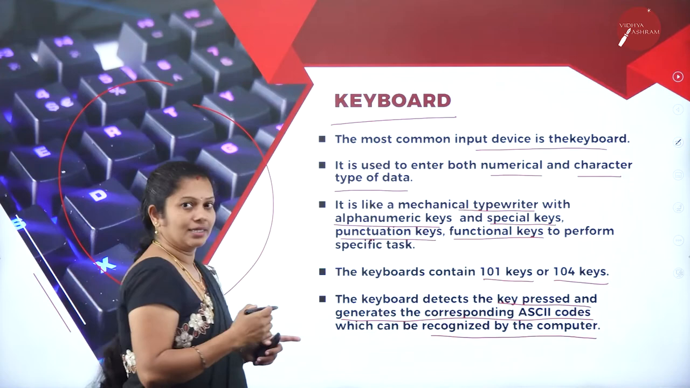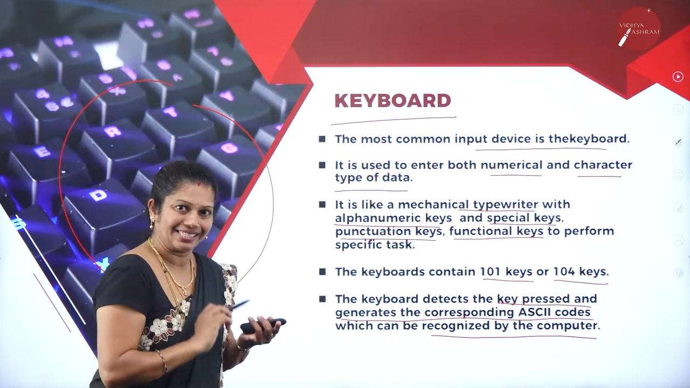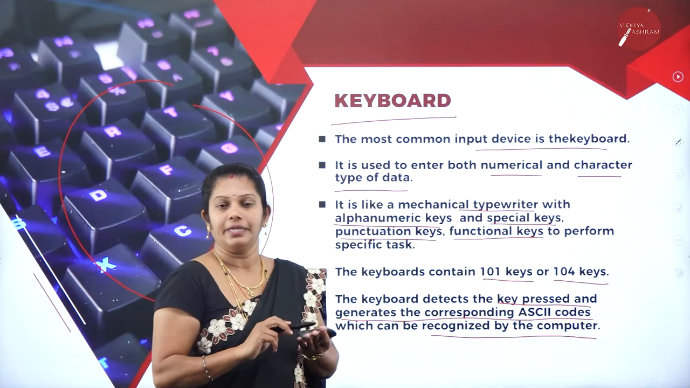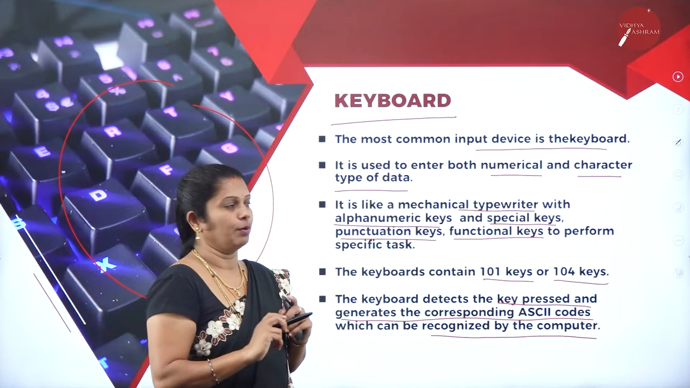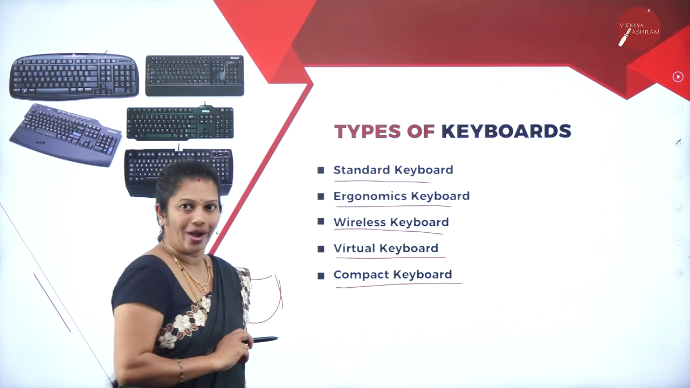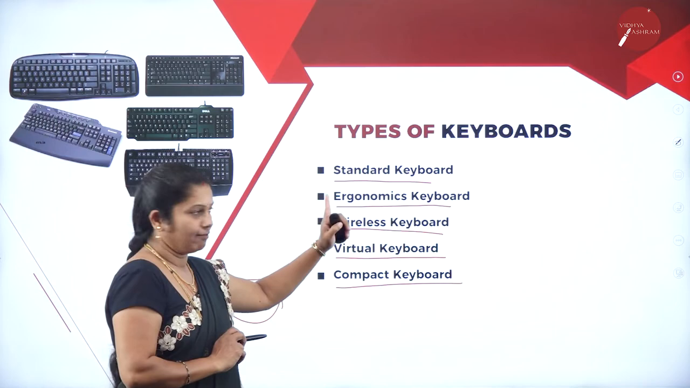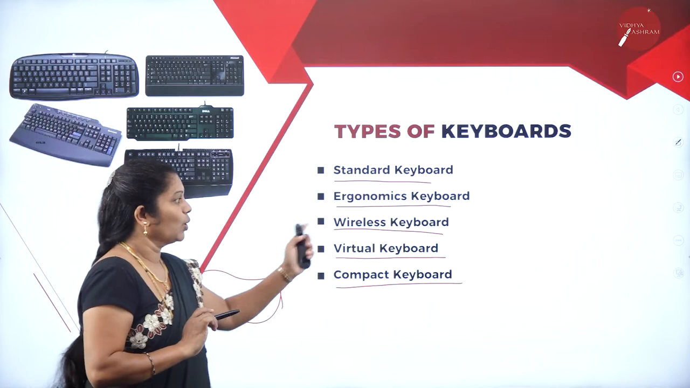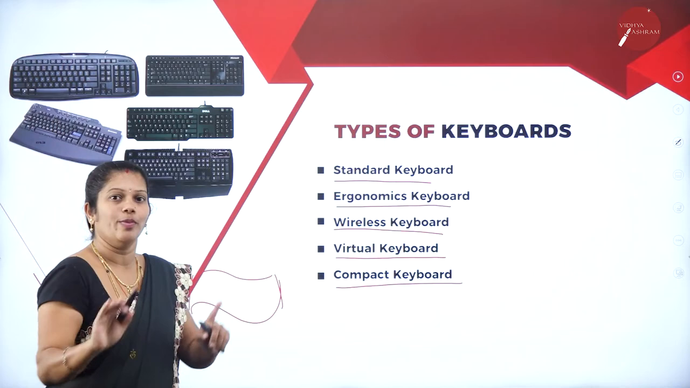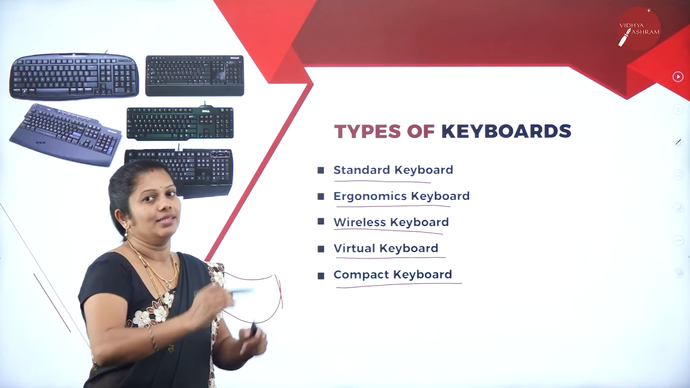Under that, the keyboard is one of the standard ones. It helps us to enter alphabets, numbers and special symbols, as well as use arrow keys, the space bar, everything. When we come to types, there are the standard keyboard, ergonomic keyboard, wireless keyboard, virtual keyboard, and compact keyboard. Ergonomic is especially to reduce the stress on your muscles. Wireless means without wire connection. Virtual looks like an original keyboard, but it is not an original one. Compact means all the keys are compacted in one particular place.